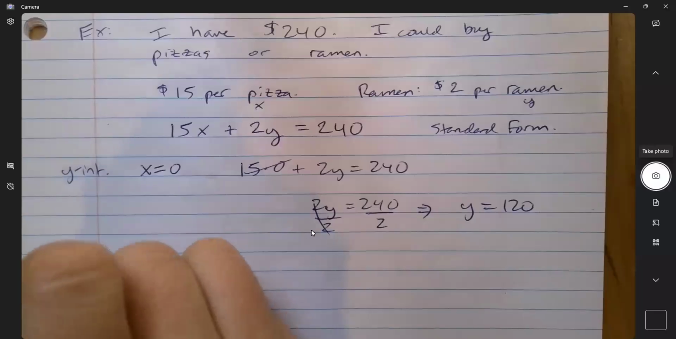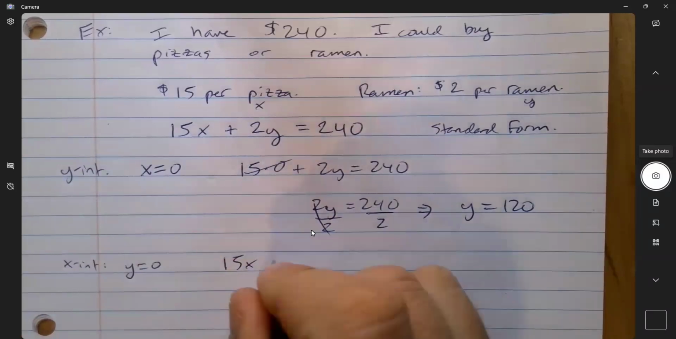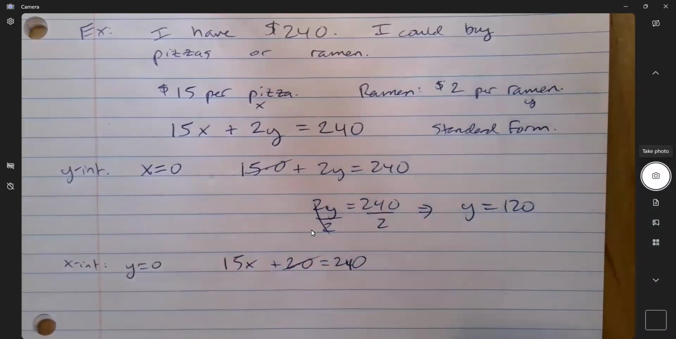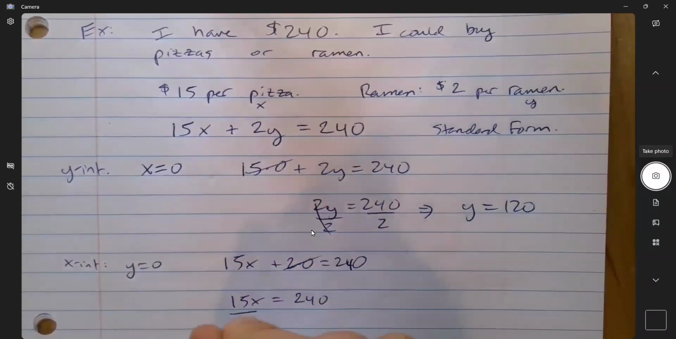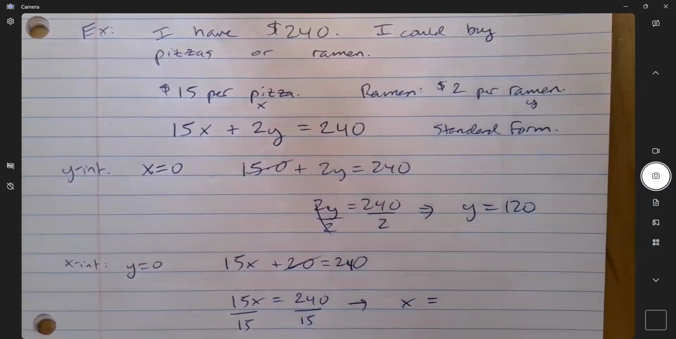And the x-intercept, I'll let y equal 0, so I have 15x plus 2 times 0 equals 240. The 2 times 0 goes away. 15x equals 240. Divide both by 15. And I get that x equals, I'm going to use a calculator for this, 16. I could buy 16 pizzas for $240.